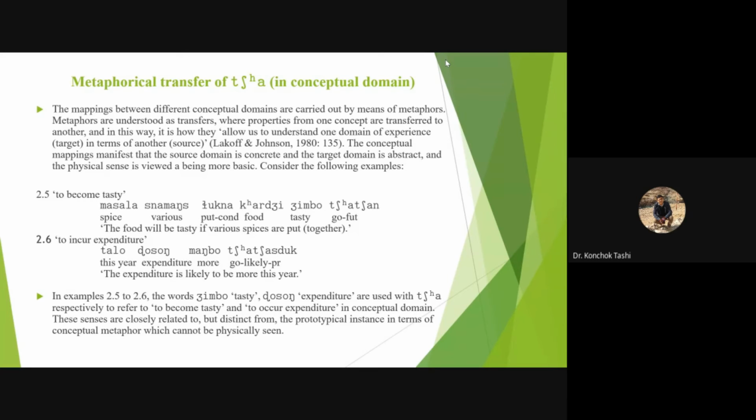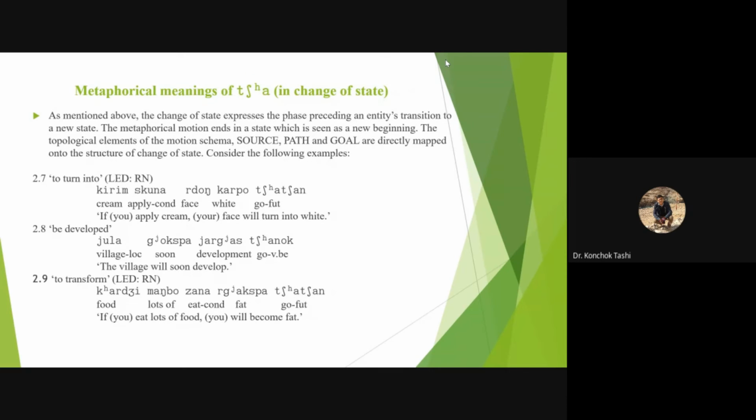Now, in these examples, the words like jimpo, tasty, dosong, expenditure are used with the verb cha respectively to refer to become tasty and to occur expenditure in conceptual domains. These senses are closely related but distinct from the prototypical instance in terms of conceptual metaphor, which cannot be physically seen here. Now, coming to the change of state, metaphorical meanings of cha.